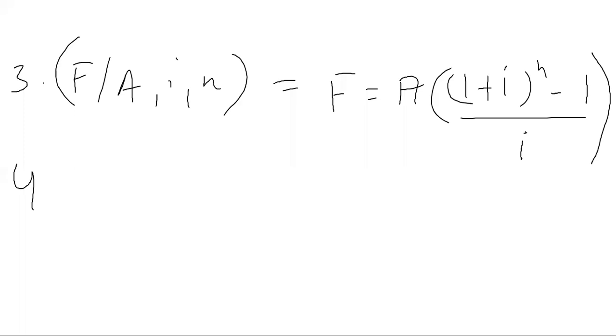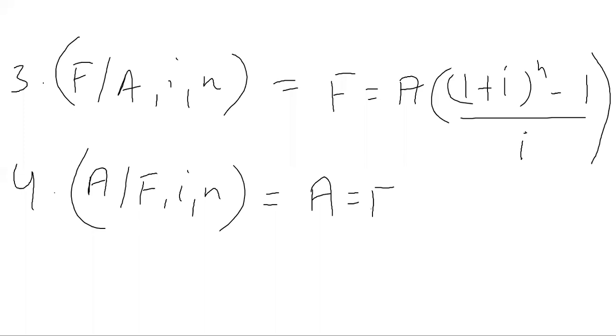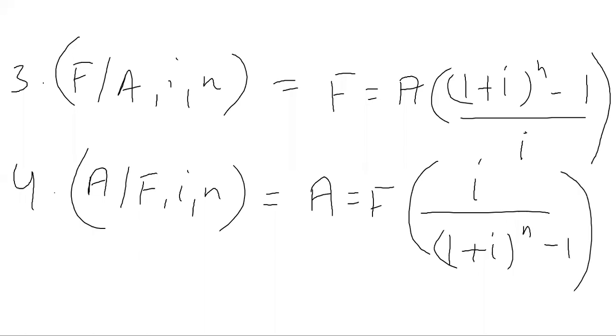The fourth is the reciprocal of that. So you have A given F, sinking fund factor. So it becomes the reciprocal. So your A equals your F into just the reciprocal, I by (1 + I)^N minus 1.